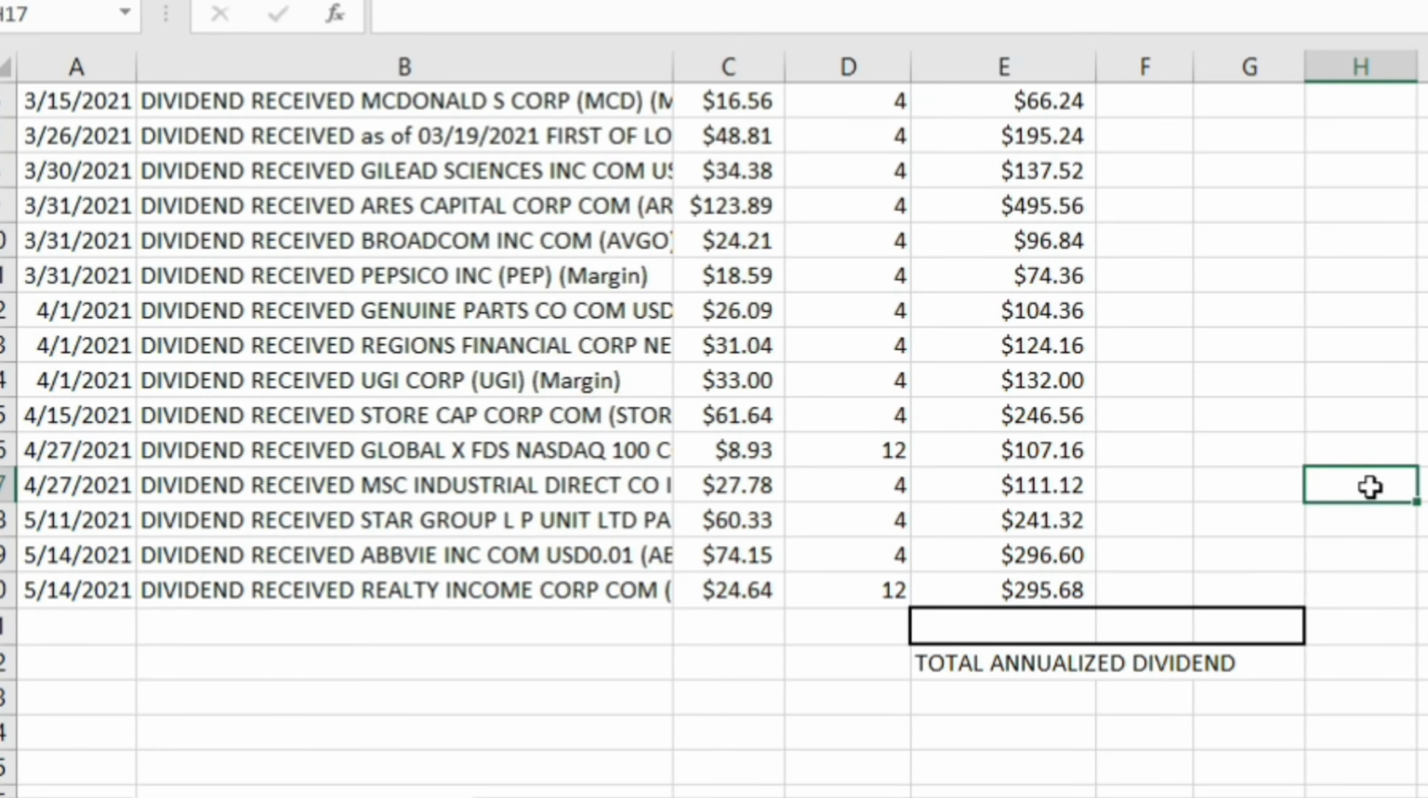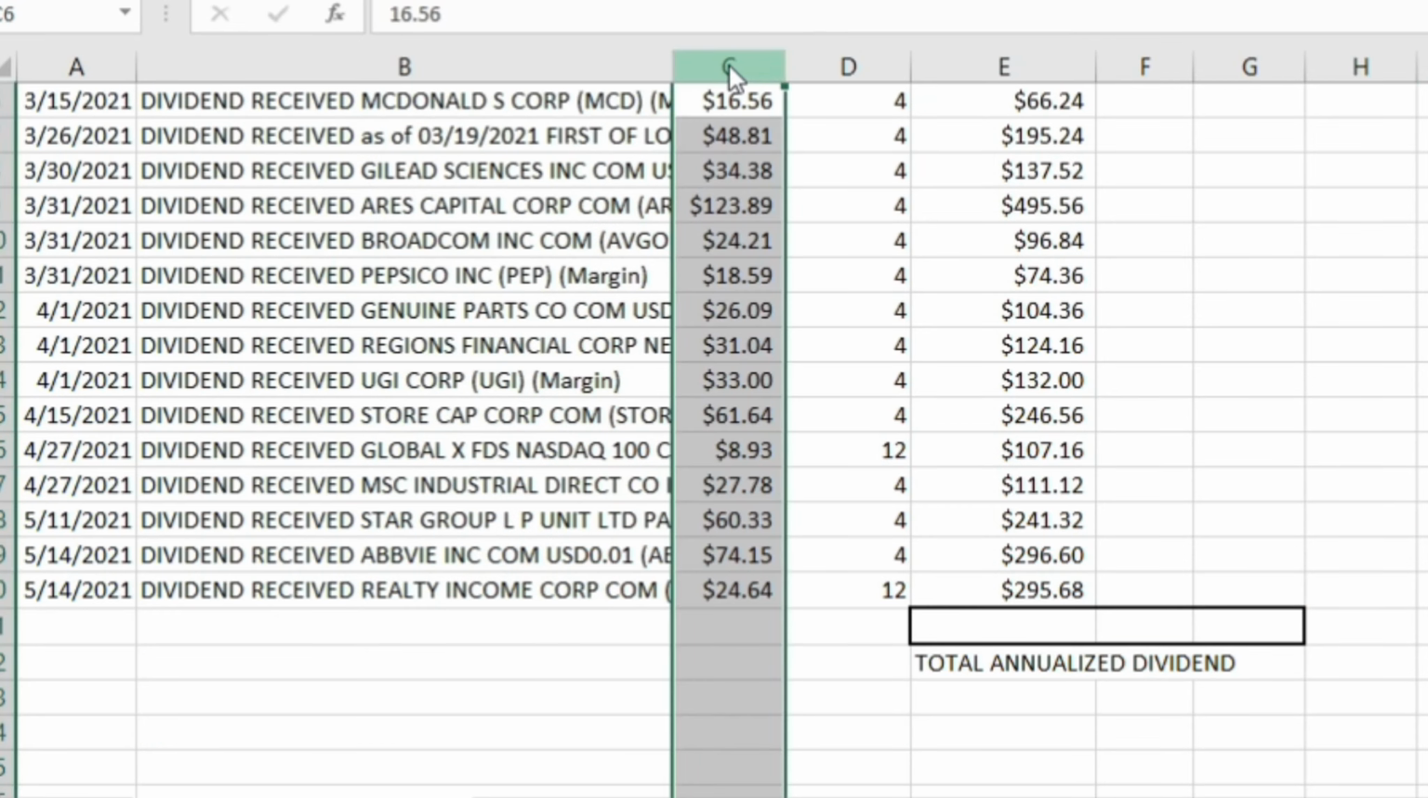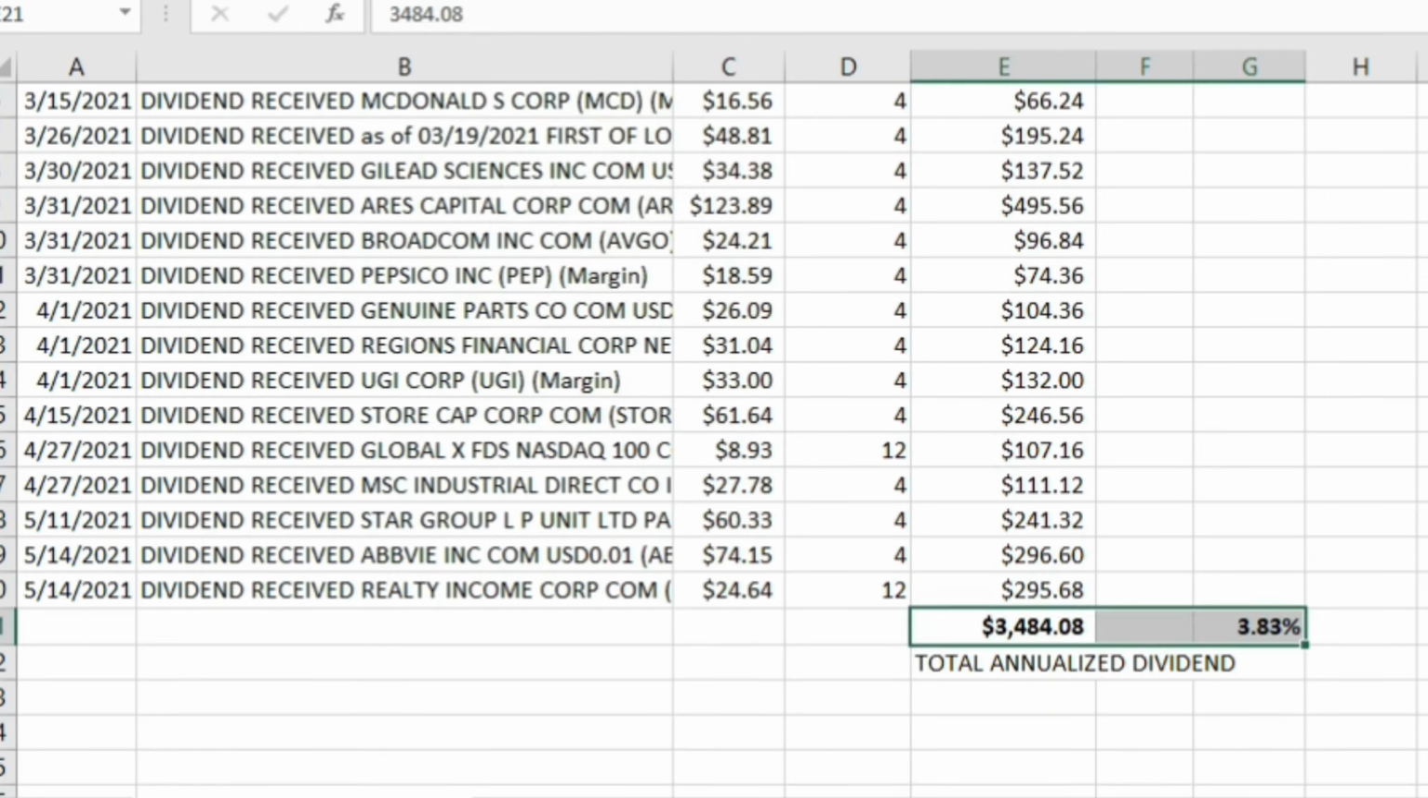Okay, so once we total all of those most recent dividends in cells C right here, and we take into account how often they're paid out, again, most recent dividend, how often they're paid, all of that totaled up here, we come to a total annualized dividend amount. Go ahead and cover this number here. $3,484.08 would be the annualized dividends based on this portfolio and these holdings, and that reflects a 3.83% yield for the portfolio. And the reason why that yield is a little bit lower than what I normally have, which is in excess of around 4.1, 4.2%, is just because we've seen a lot of capital growth in a lot of the holdings just with the bull market.